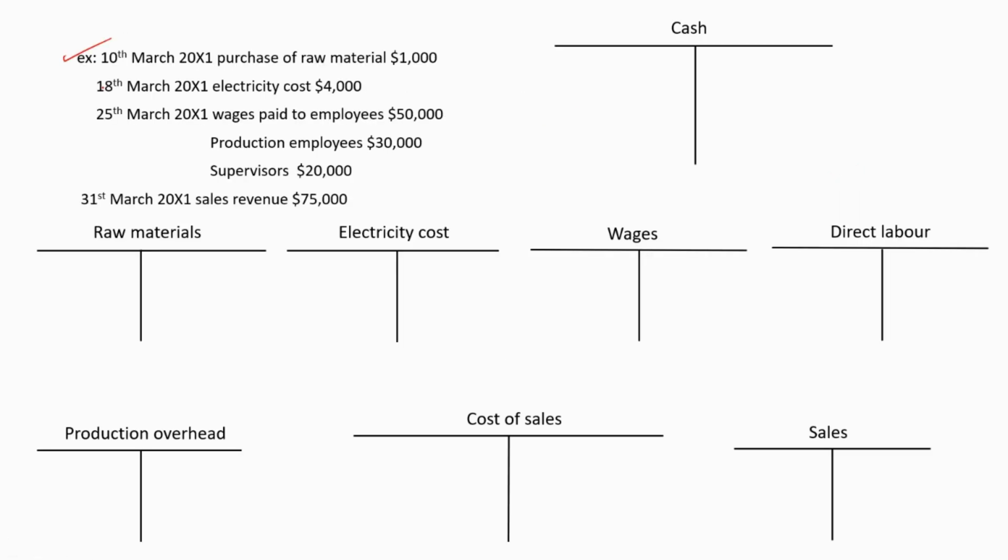Now let's do this example. In this example, they have also included the previous example, which is the wages. So first, let's do the wages transaction. We credit the cash account by $50,000. This will go to the wages account, and the wages account will be debited by $50,000. And then we move the wages into direct labor and production overhead.